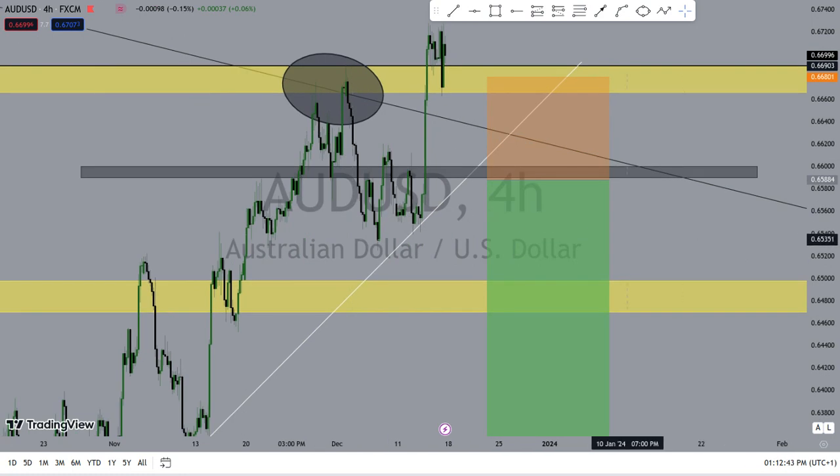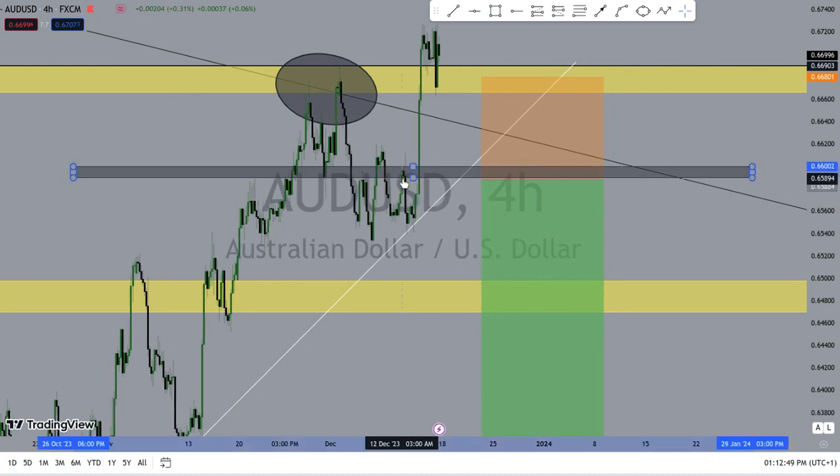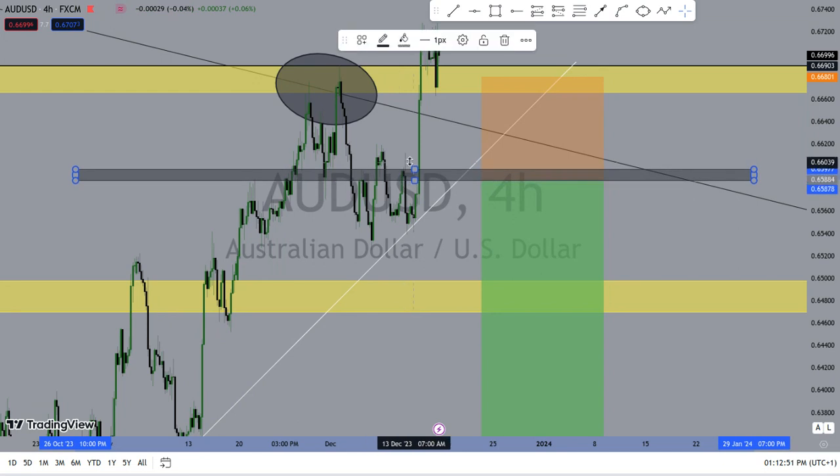So that's that for AUD. My bias is still bearish. If price breaks this black bar around here, we'll see a clear retest, then we'd enter again. Price is still bearish if we break below the bar.